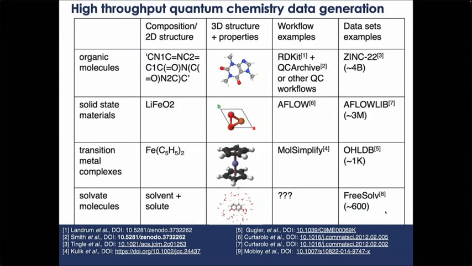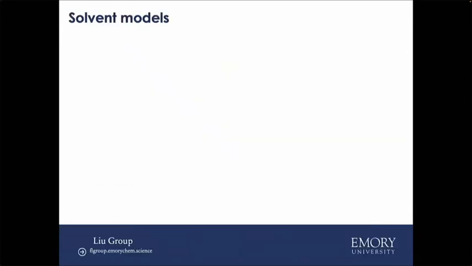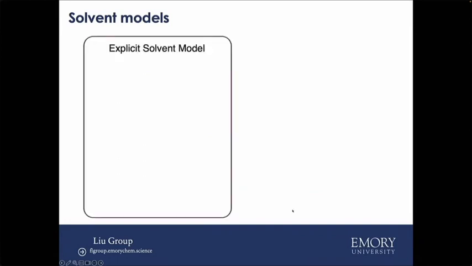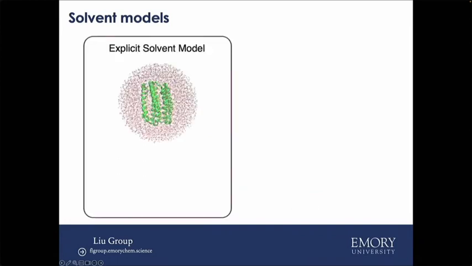And I think one reason for the relatively small number of data sets available for solvated molecules is the lack of workflows for doing this kind of high throughput calculation for explicitly solvated molecules. But why do we have fewer tools in that field? So then I'm going to talk about how we run quantum chemistry calculations for solvated molecules.